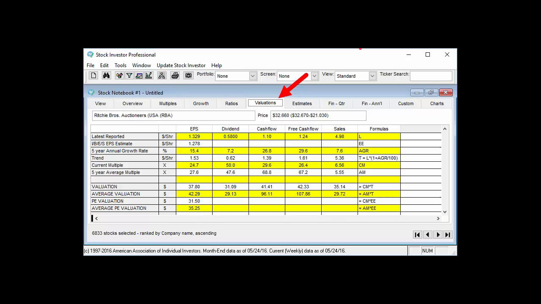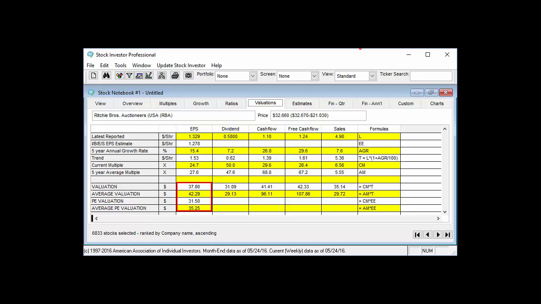Stock Investor Pro includes a tab on the stock notebook devoted to the valuation models. Here, we see the valuation tab for Ritchie Brothers Auctioneers, with data as of May 24, 2016. The valuations tab uses popular multiples such as the price-earnings ratio, coupled with historical and projected growth rates to determine benchmark price valuations. Valuations are meaningful for a wide range of company situations and can help determine which primary factors are influencing a company's stock price. The valuation tab provides valuation models based on earnings, dividends, cash flow, free cash flow, and sales.